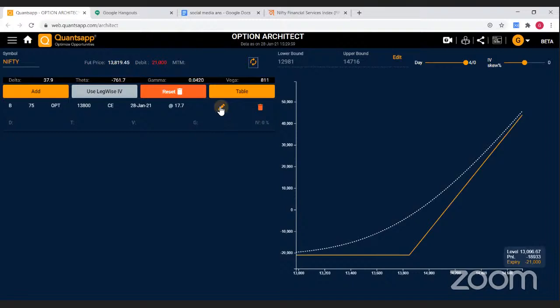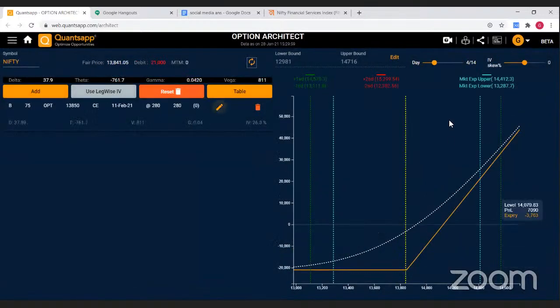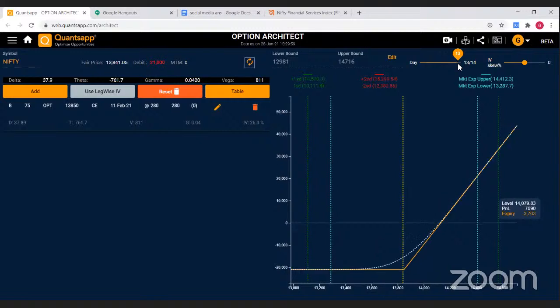So we'll keep the 11th of Feb only. Long call for the 11th of Feb. We don't have the data for today's, since the expiry is gone, so it's not showing anything. Suppose I have only 1 day or 2 days left to the expiry.